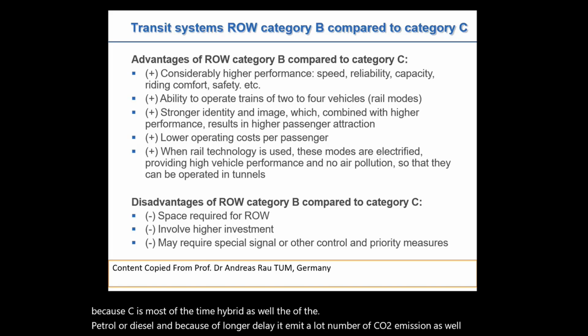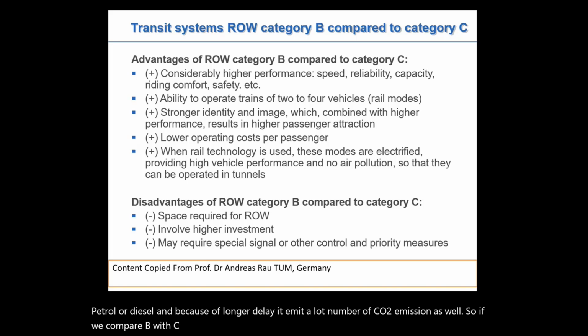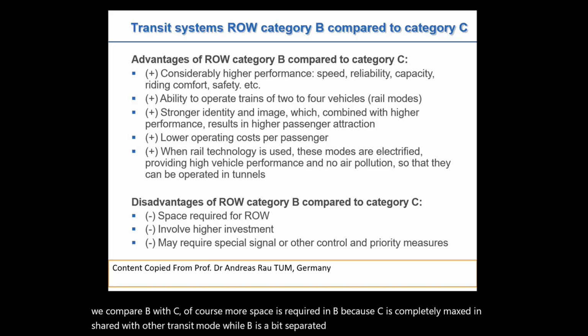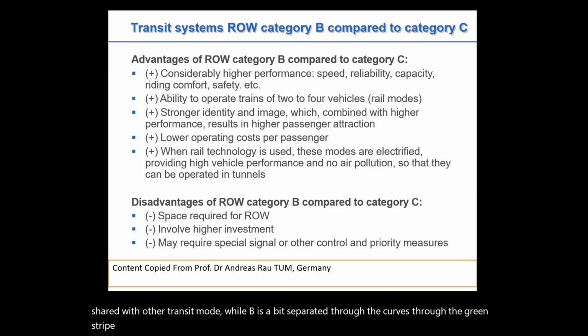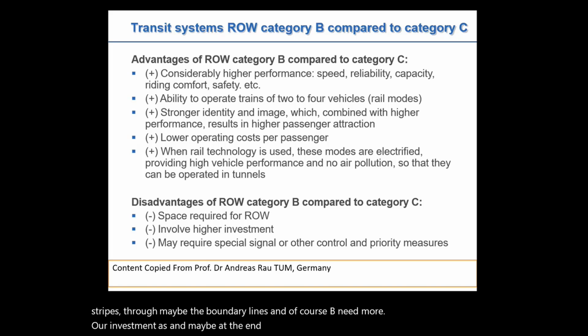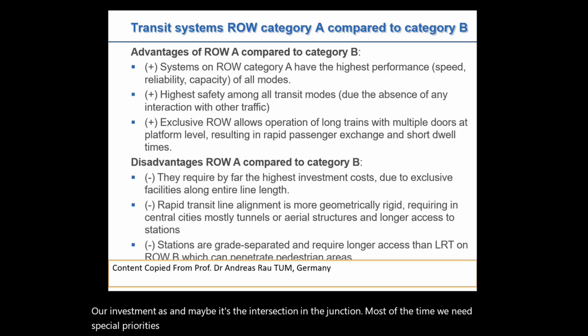So if we compare B with C, of course more space is required in B, because C is completely mixed and shared with other transit modes, while B is a bit separated through curbs, through green strips, maybe boundary lines. And of course B needs more investment as well. And maybe at intersections and junctions, most of the time we need special priority signals as well.